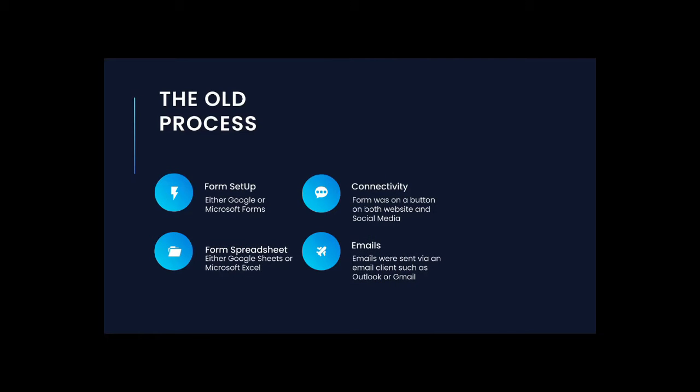So for this process, we have 4 main elements. We have form setup. This could be in something like Google Forms or Microsoft Forms. A form spreadsheet. This will depend on the form program that you used. Microsoft Forms goes into Excel and Google Forms goes into Google Sheets. Connectivity. The old form was on a button on both my website and social media profiles. Emails. My emails were sent via an email client. The 2 biggest ones are Outlook and Gmail.